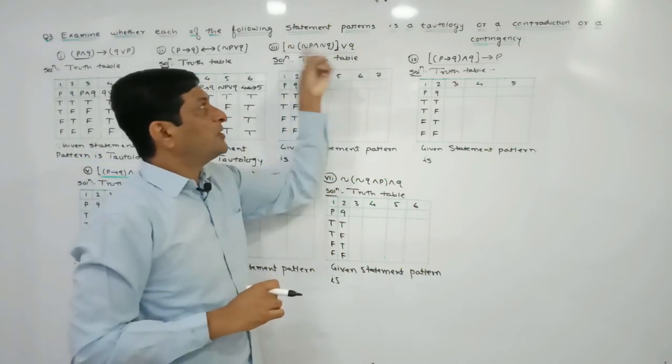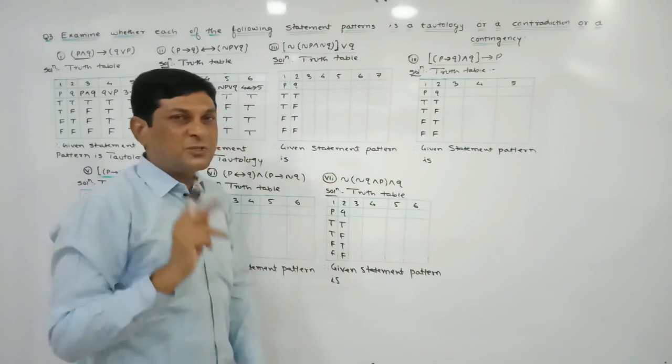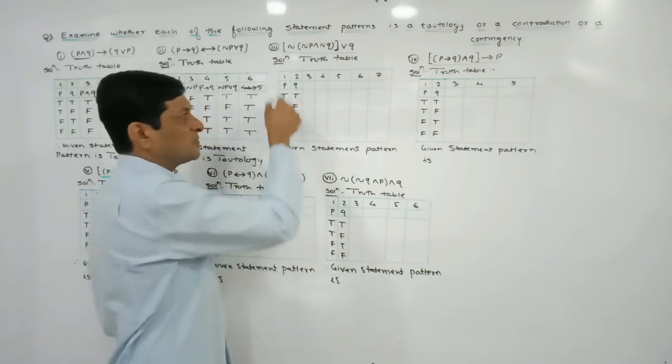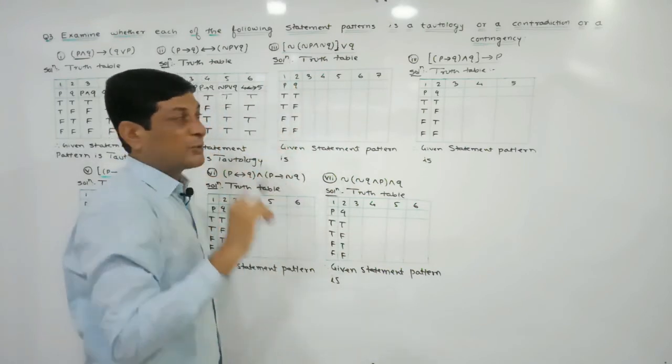In this case also only two letters appear in the statement, meaning only two statements are under consideration, so we have to construct the truth table for four possibilities.